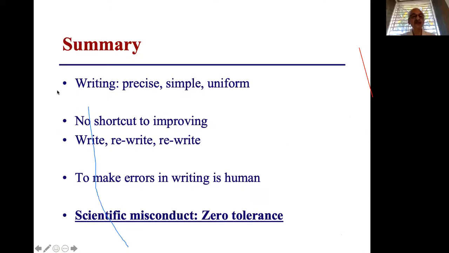So in summary, writing needs to be precise, it needs to be simple, it needs to be uniform. If we understand the IMRAD structure and answer the 4 questions and nothing else, we will always get a good paper to write in the end. There's no shortcut to improving a paper except to write, rewrite, and rewrite. To make errors in writing is human, and as we continue to write, we will continue to improve and progress. Must remember that scientific misconduct is something that most institutions today have a zero tolerance towards.